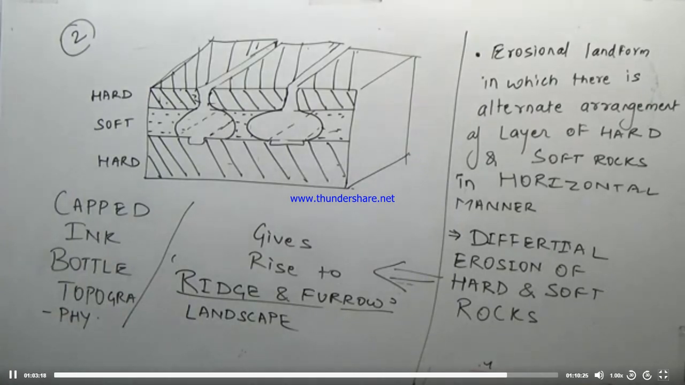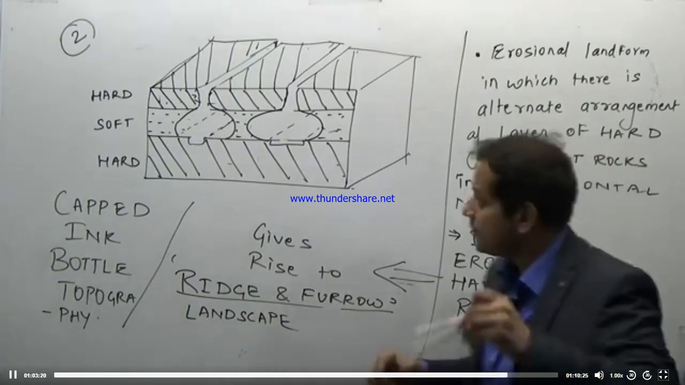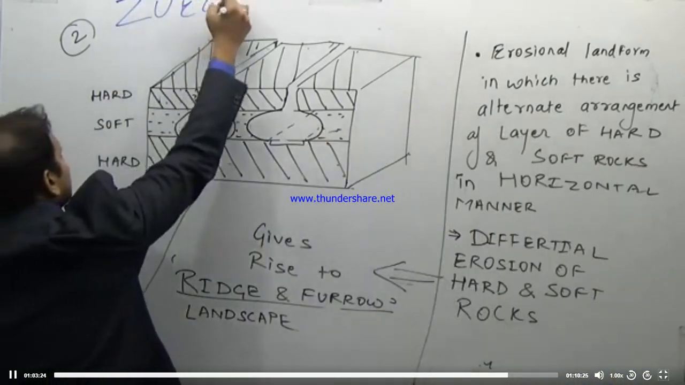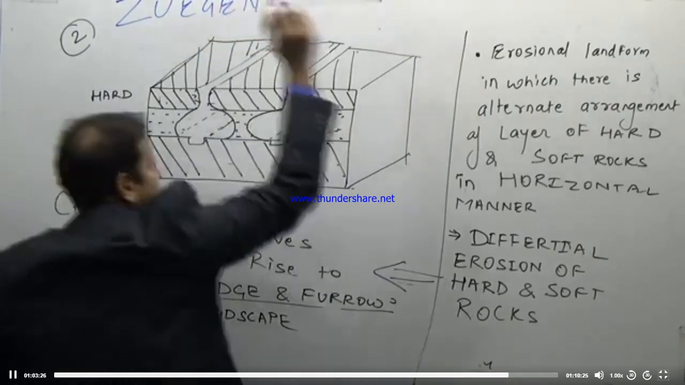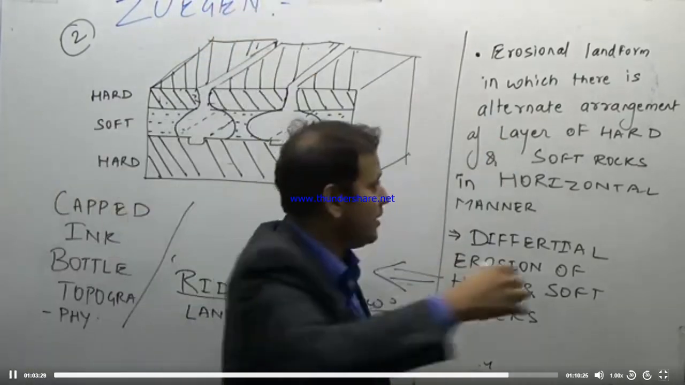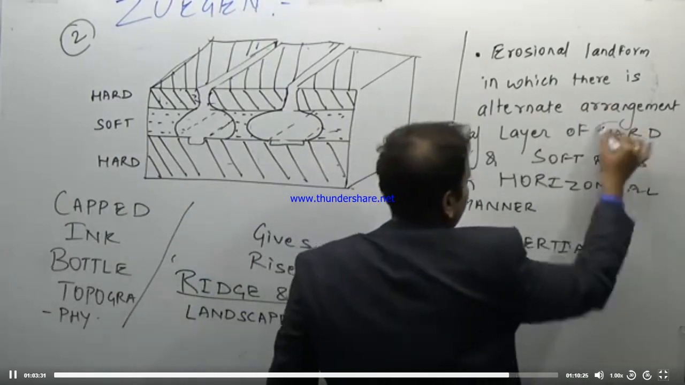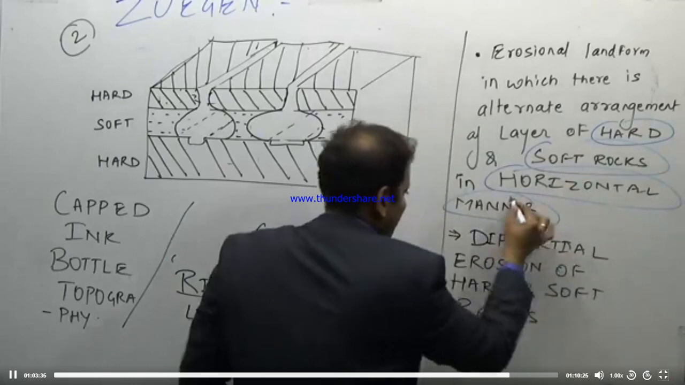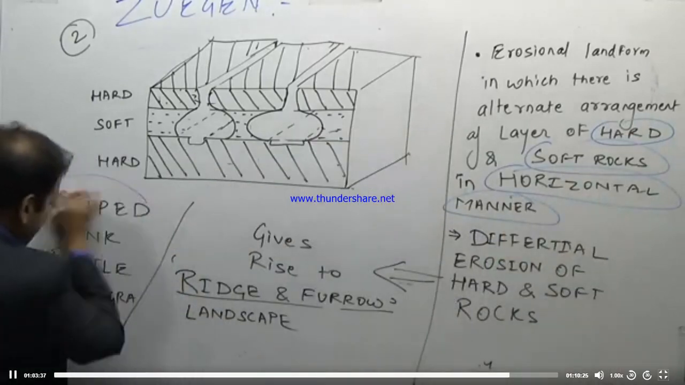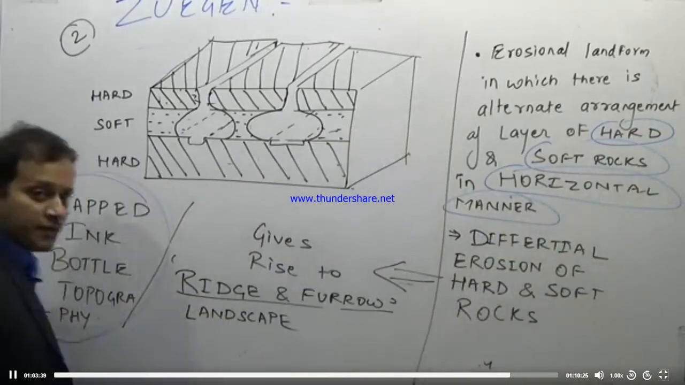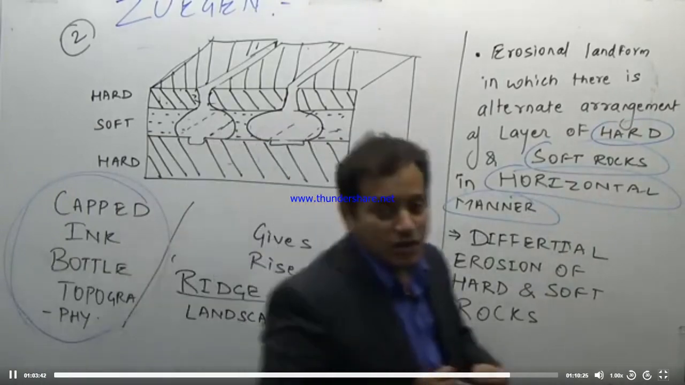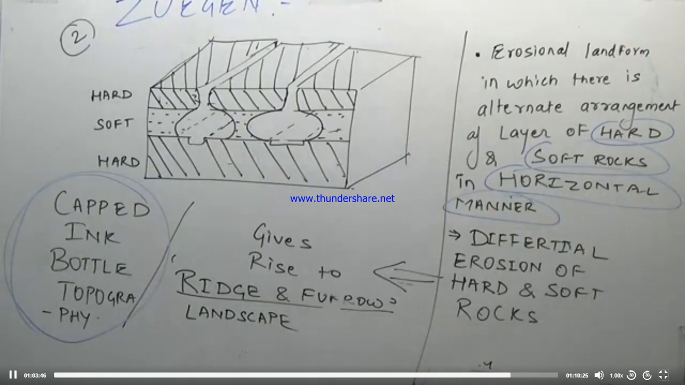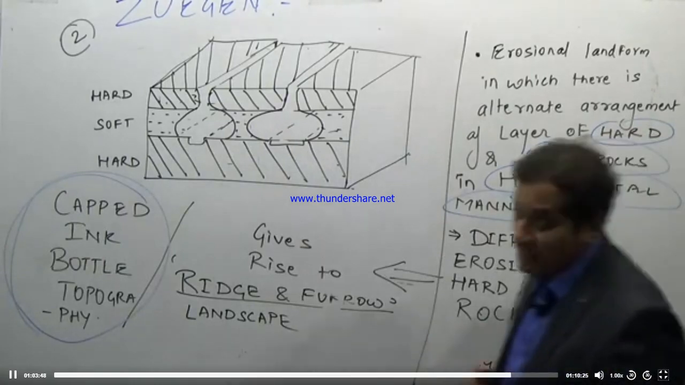So what you have to remember in the Zeugen is that in Z the line is horizontal, so there is an alternate arrangement of hard and soft rocks in a horizontal manner, which results in capped ink bottle topography. Why? Because there is a differential erosion of hard and soft rocks.